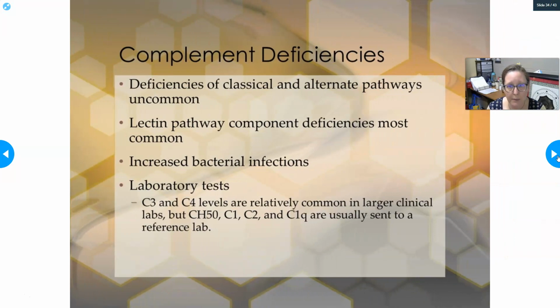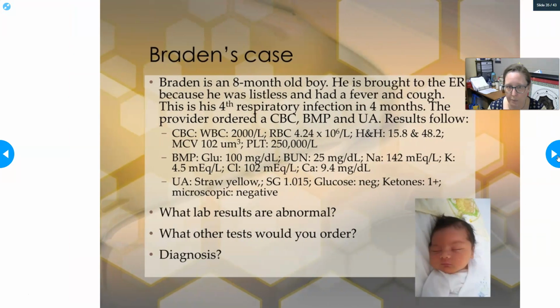And then you can have complement deficiencies. Deficiencies of the classical and alternate pathways are very uncommon. The lectin pathway component deficiencies are most common. The consequence is going to be an increase in bacterial infections, and lab tests can be done for C3 and C4 levels. And possibly also CH50, C1, C2, and C1q, but those have to be done at a reference lab.